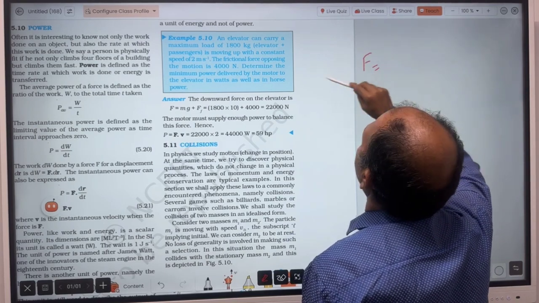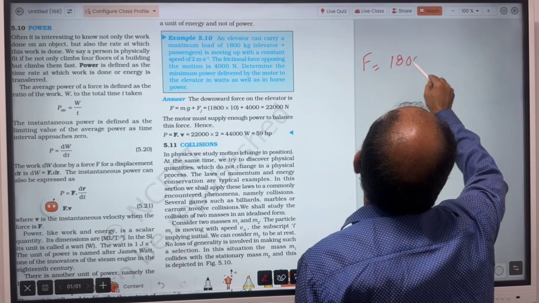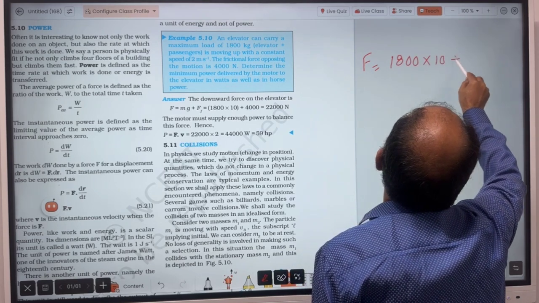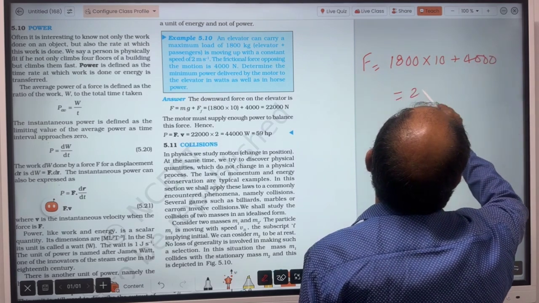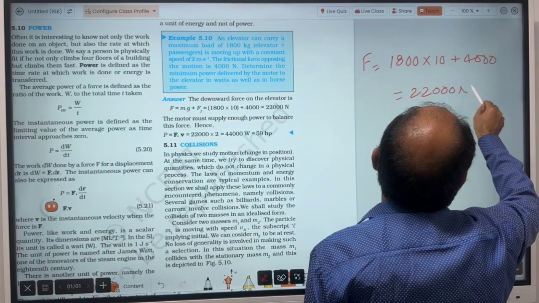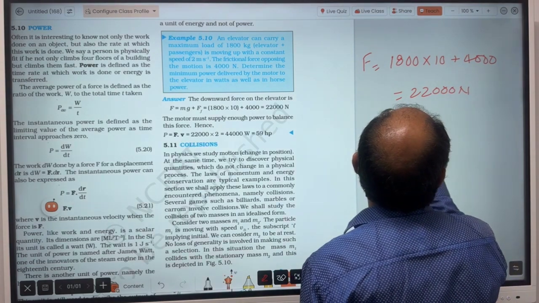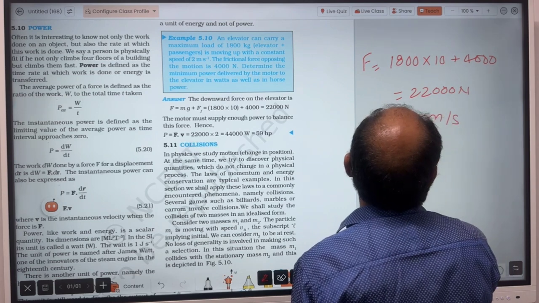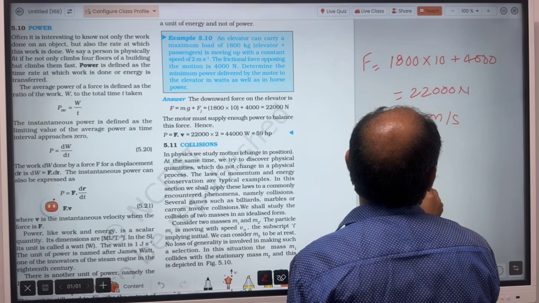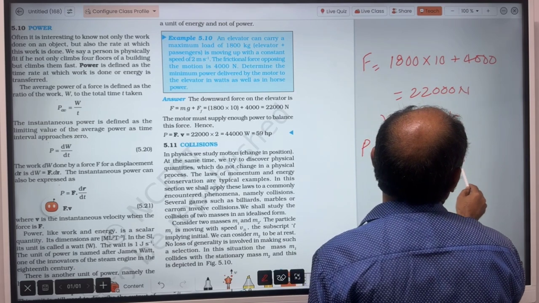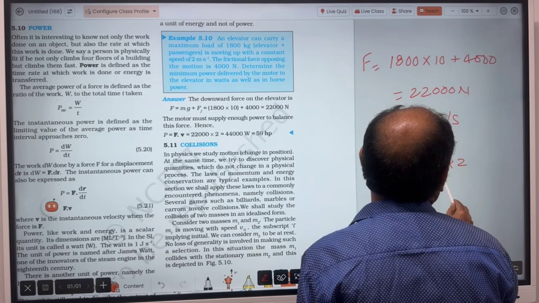So total force will be force due to mass, that is 1800 into 10 Newton, plus frictional force. Frictional force is 4000 Newton. So this will become 22,000 Newton. And velocity is given as 2 meter per second. So we know that power is force into velocity. So force is 22000 into velocity 2. So this will become 44,000 and the unit will be watt.